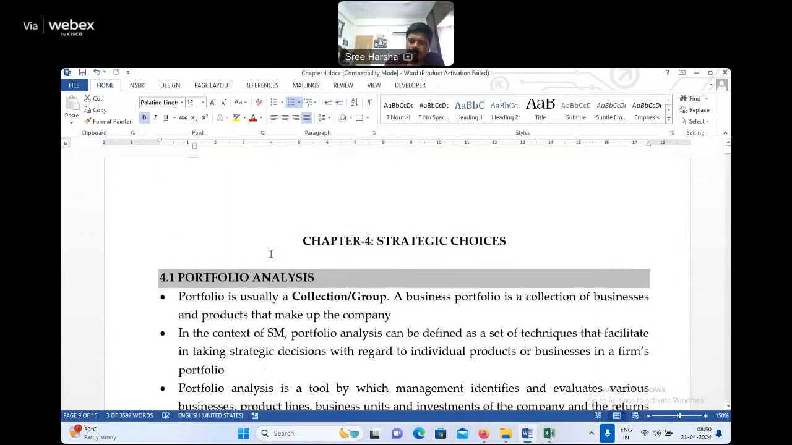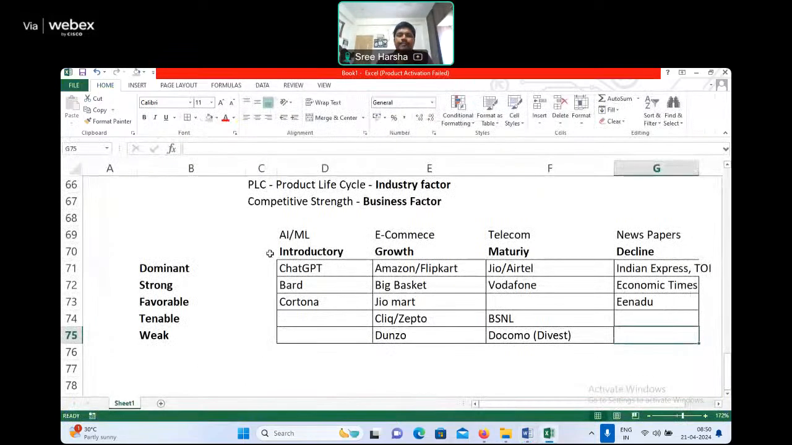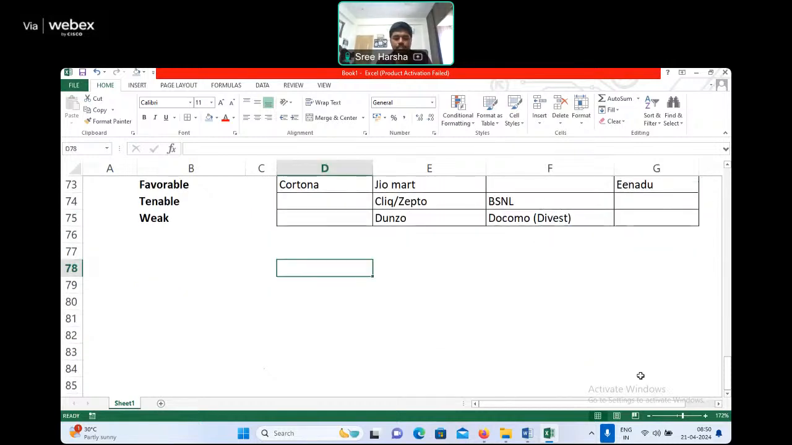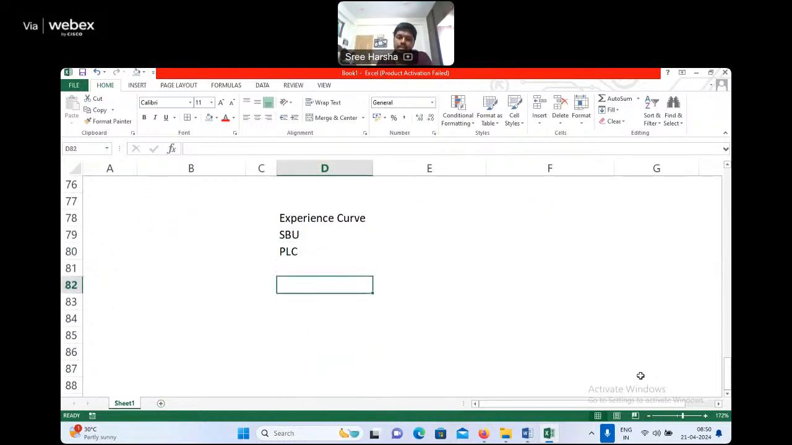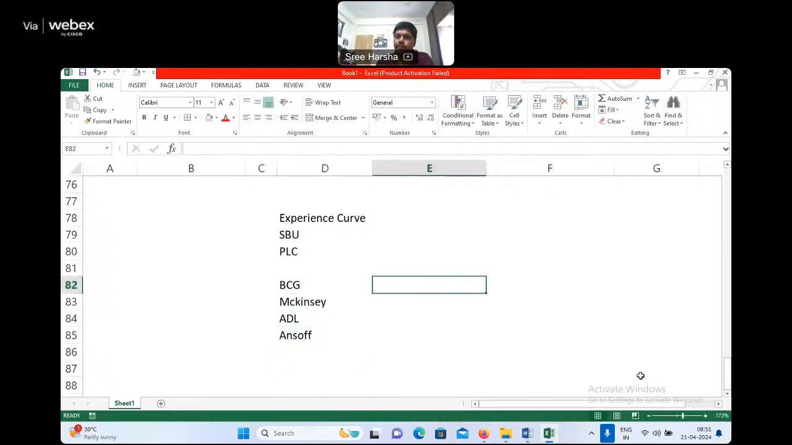Dear friends, there are only 10 more minutes left. I don't think I'll be able to continue with the next part of this chapter. But let me give you a summary of what we have discussed so far. We have discussed experience curve, strategic business unit, product life cycle. These are the 3 terms. And thereafter, we have discussed 4 matrices. What are the 4 matrices? BCG, McKinsey, ADL, and Ansoff.